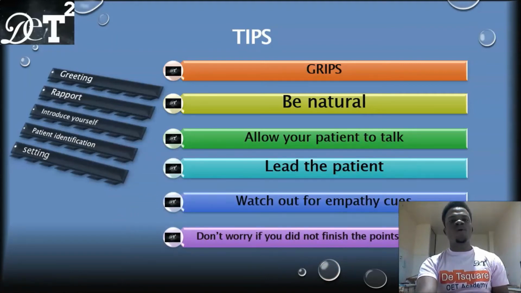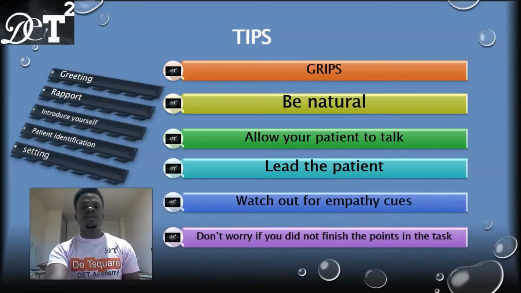Next, don't worry if you did not finish the points in the task. A lot of students, they are worked up when they have 4 tasks or 5 tasks and they are still in number 2 and the time is gone. They feel so worried about that. You don't need to worry about that because there is no mark allotted for you on that. So whether you finish your task or you don't finish your task, it's a matter of have you followed the criteria, those 9 criteria. So that's what is really necessary.